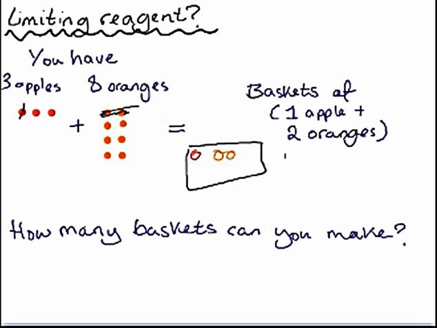Yeah, we can. So we'll make another basket. There we go. We make another basket. And then we need an apple. Put an apple. And then we need 2 oranges. We put 2 oranges. Cancel out what we used. Can we make another basket? Yes, I think so. So we make another basket.